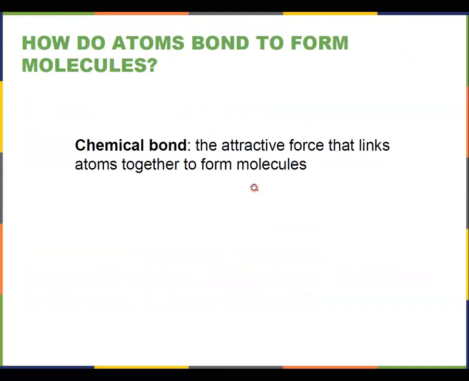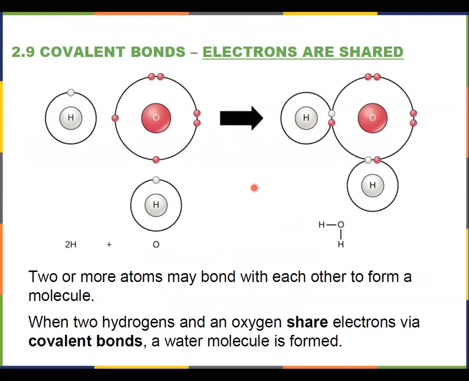Now, a chemical bond is the link that connects the two atoms. And we are going to consider different kinds of chemical bonds next. The first one is the covalent bond. Covalent bonds result from sharing of electrons.